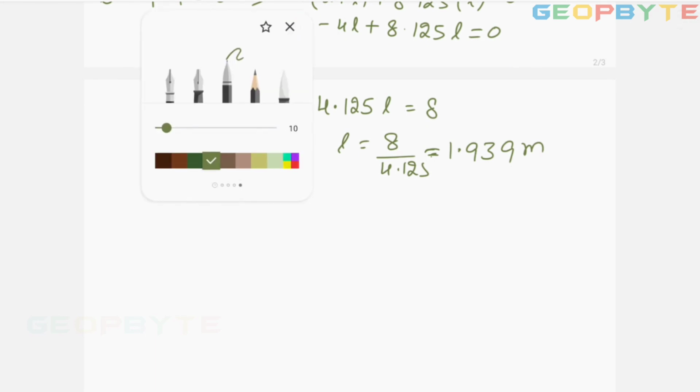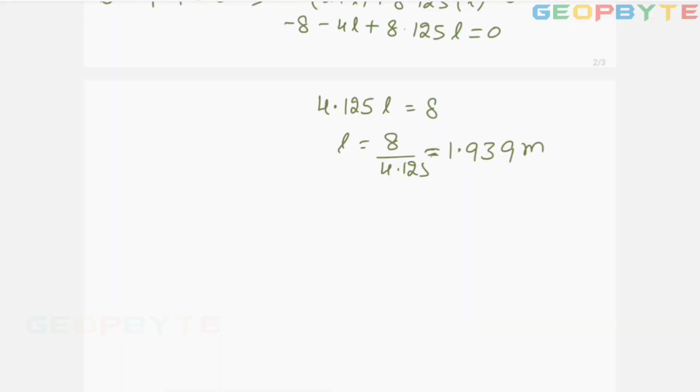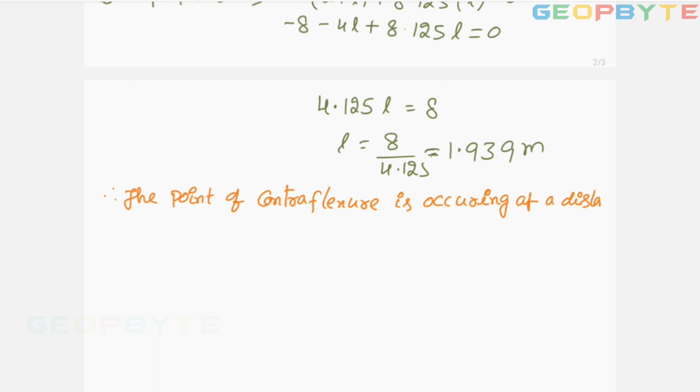Therefore the point of contraflexure is occurring at a distance of 1.939 meters from the point B. That is how you can find the point of contraflexure.